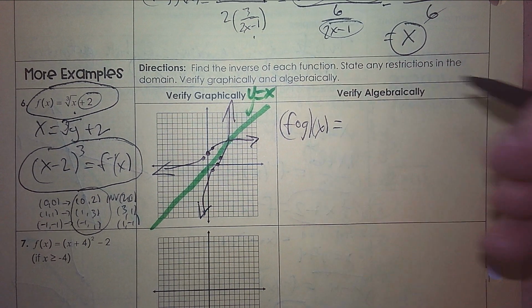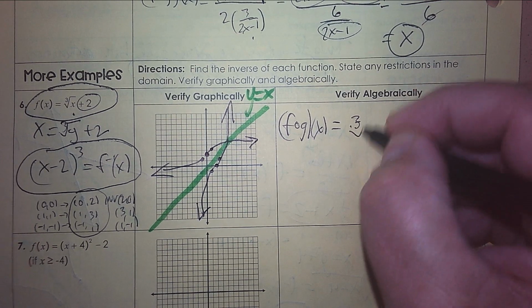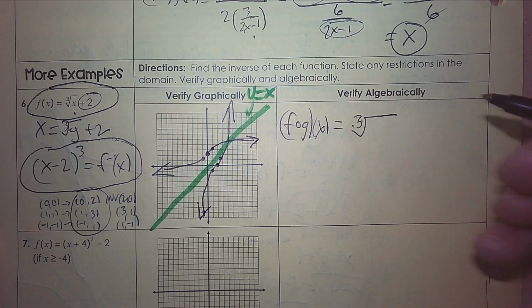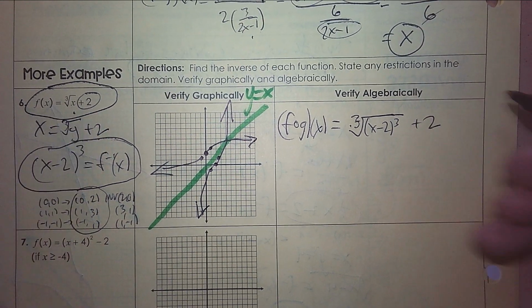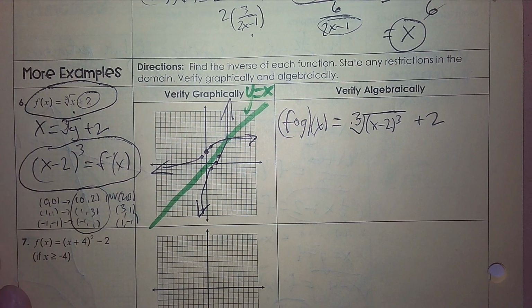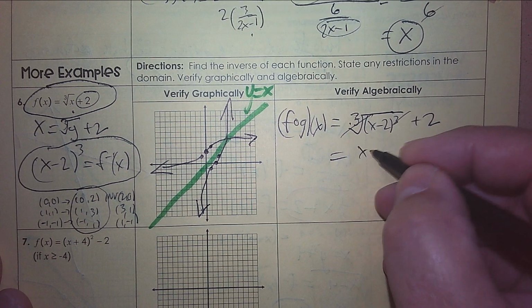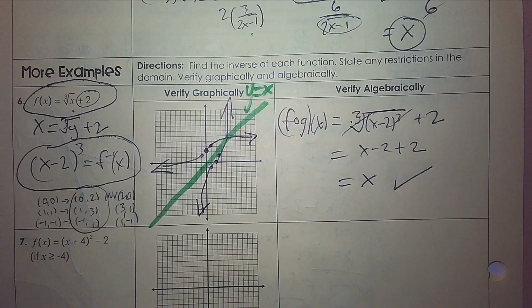So I take in either order, but I'm going to go g into f. So it's the cube root of, and I take the inverse, which is x subtract 2 cubed plus 2. So I take the inverse and I plug it into the function. The cube root and the cube undo each other. Negative 2 plus 2, what am I left with? Do you understand that you can graph them at the same time and they reflect over the line y equals x? And when you do substitution, compose one with the other, they simplify to x.